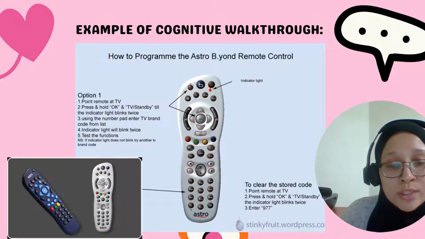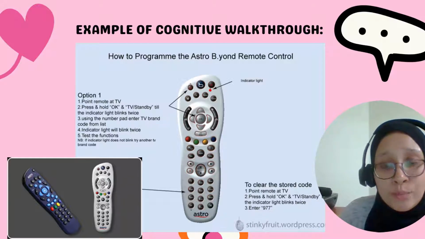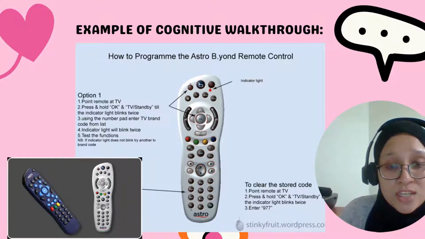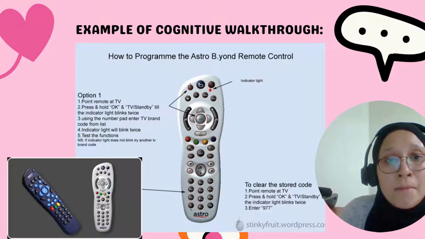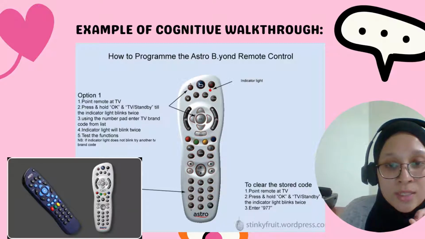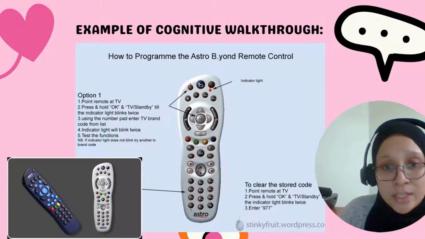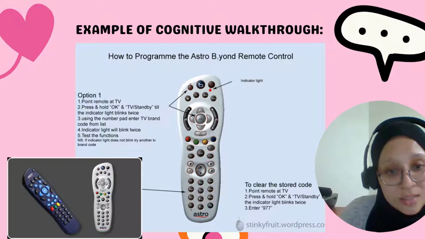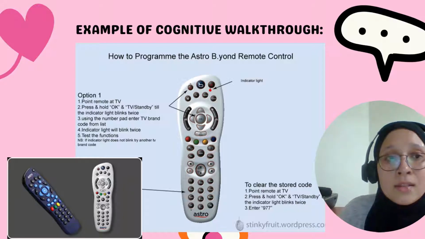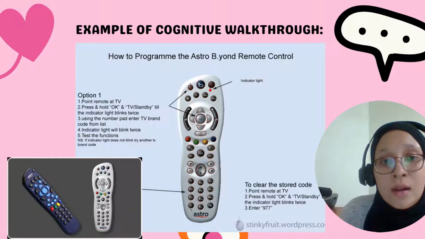And then after you switch on the TV, you know which button you need to press in order to change the channel. So this is what we mean by cognitive walkthrough. So the user knows step by step how to perform an action. For this example, the action is the user wants to change the channel. So the step is they know that they need to press the on button and the change channel button.